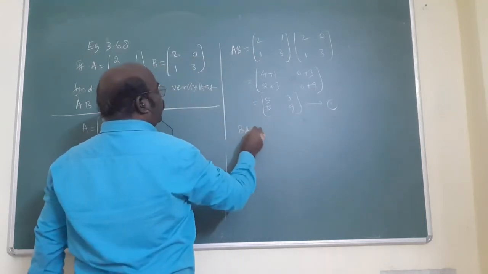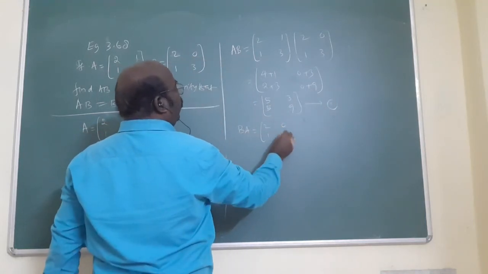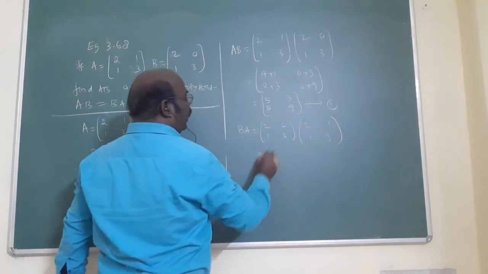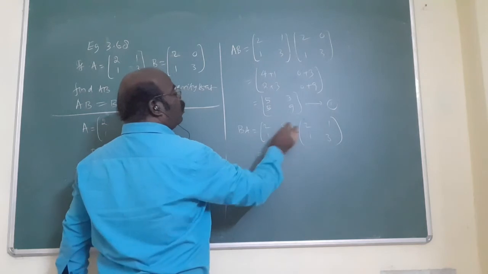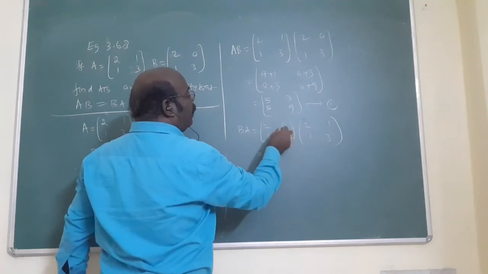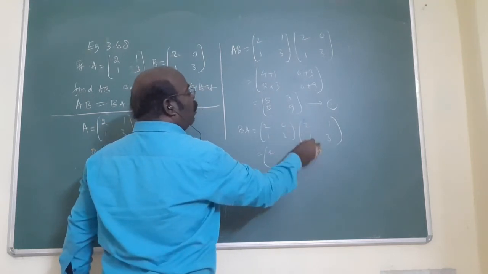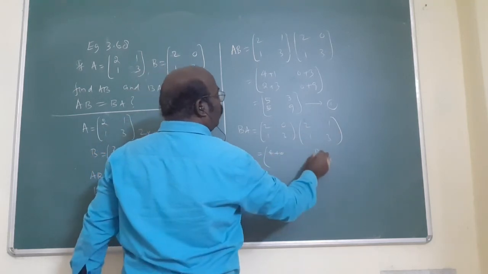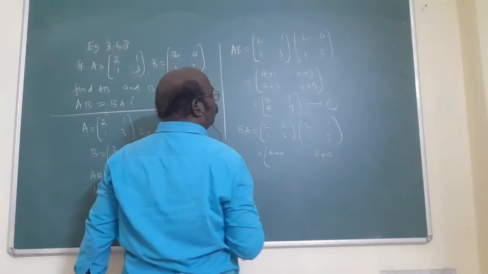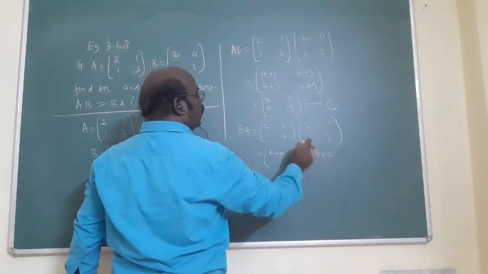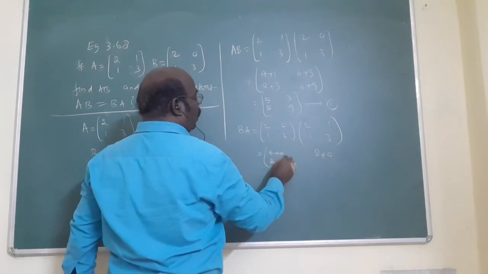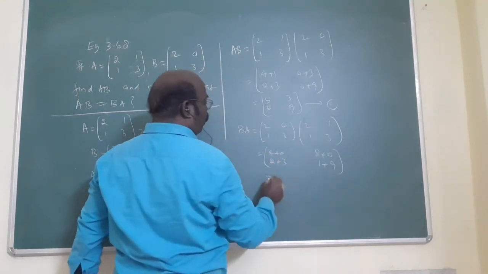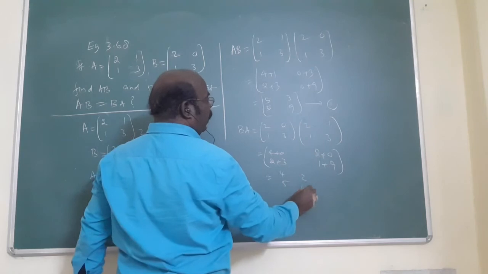Now BA is asking, B is what? 2, 0, 1, 3. Okay? 2, 1, 1, 3. The same thing. First row, first column, 2 twos are 4. Next element means, here next element. 0, 1 are 0. First row, second column. 2 ones are 2, plus 0 disappears. Next step. Second row, first column. 1 twos are 2, 2 ones are 2. 1 ones are 1, plus 9. Equal to 4, 5, 2, 10.